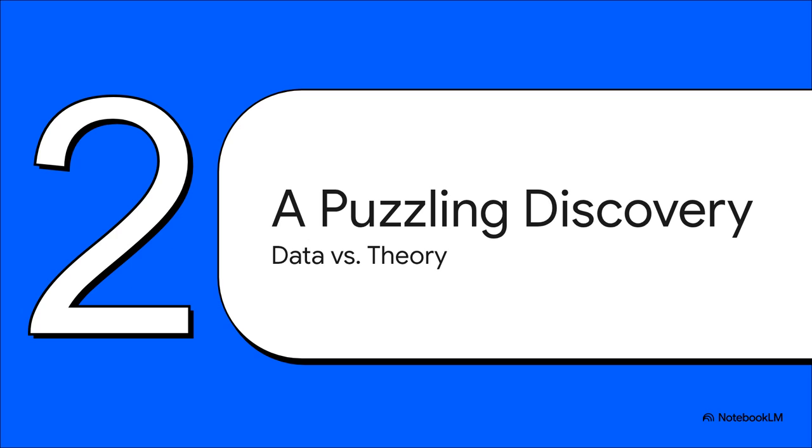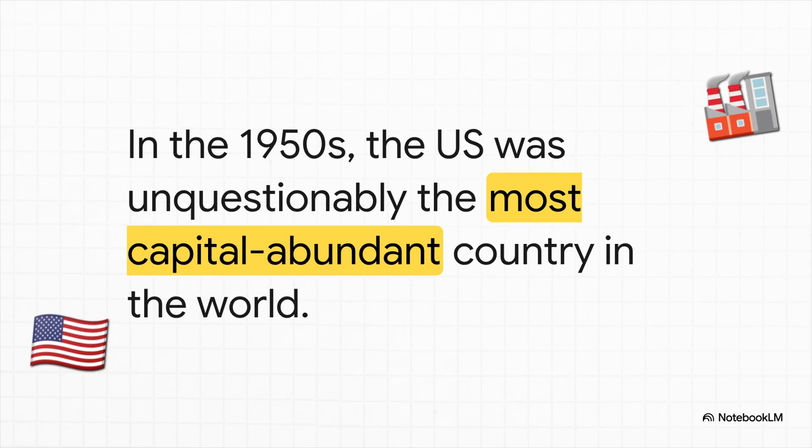But in economics, a theory is only as good as its ability to explain the real world. So what happened when someone actually tested it? Well, this is where the plot thickens, and our story takes a really interesting turn. Let's set the scene. We're in the 1950s, post-World War II. The United States is an absolute economic giant. It has more capital, more factories, more advanced technology than pretty much anyone else on Earth. It is, without a doubt, the most capital-abundant nation.